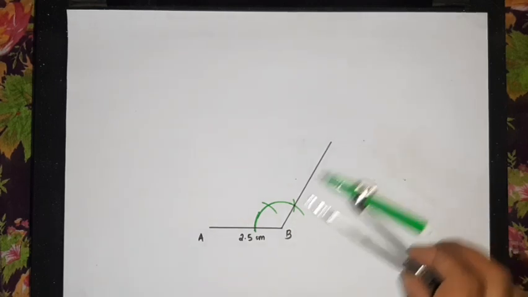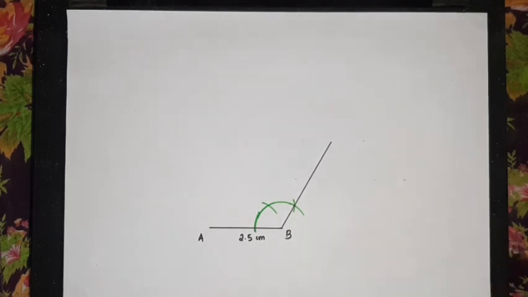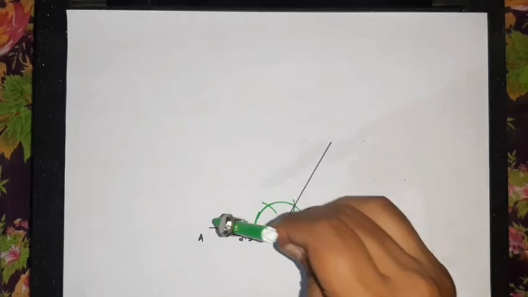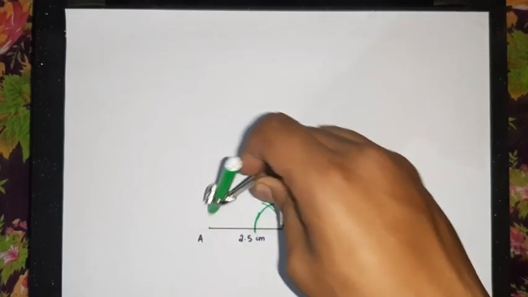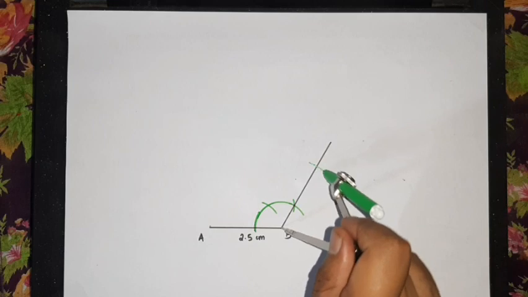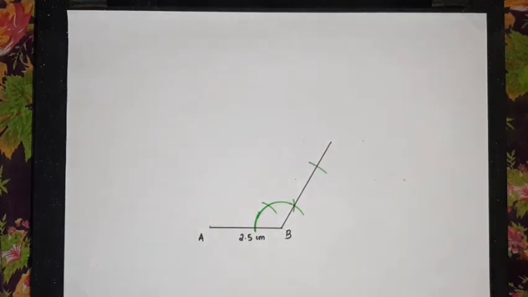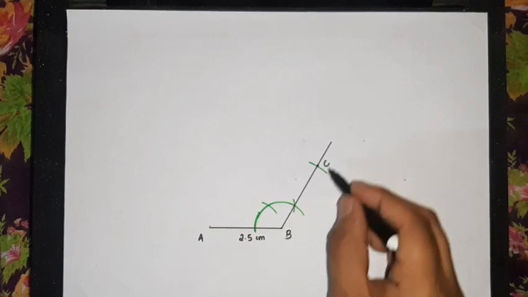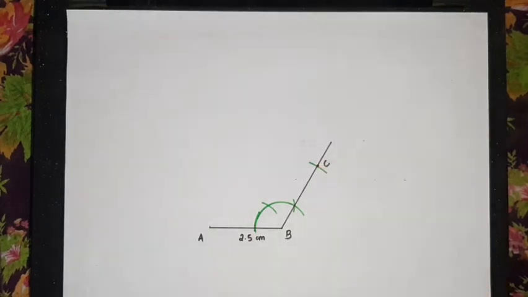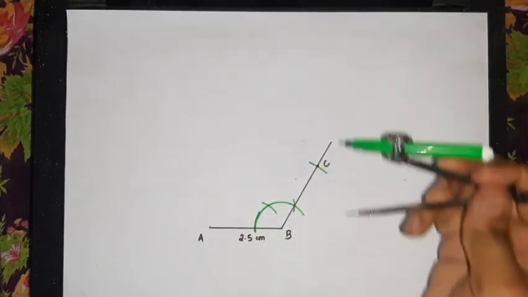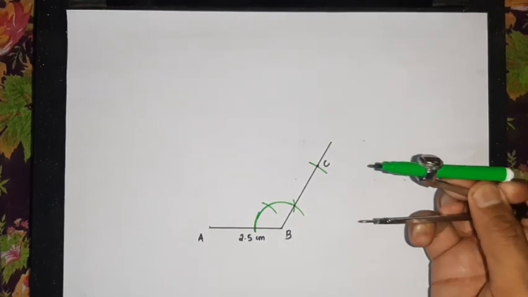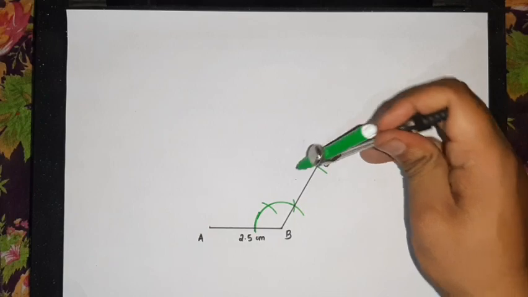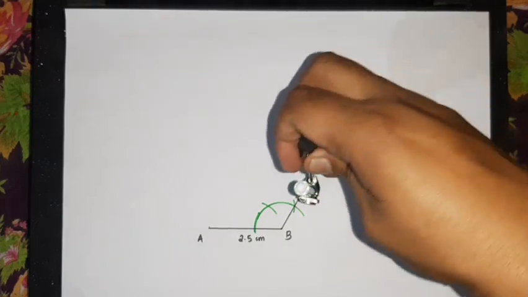Now this side also has to be exactly 2.5, right? So I'll take the compass, take the radius to be exactly 2.5 and cut this point, and name this point as point C. So then A, B, this has to be C. At C again I have to draw a 120 degree angle. So let us quickly draw 120 degrees at C also, and we'll repeat the same process.